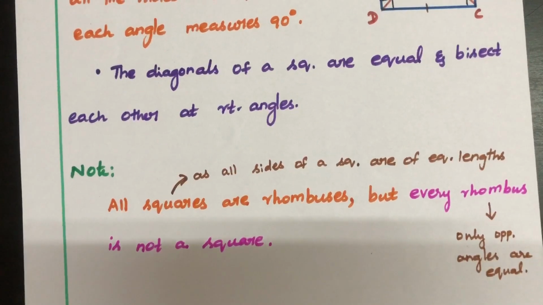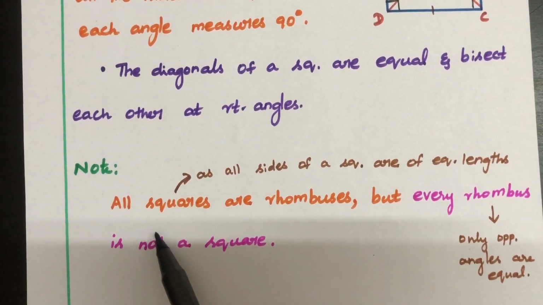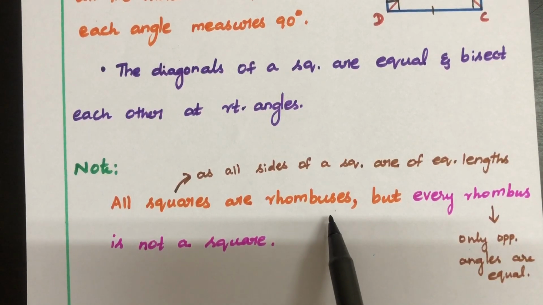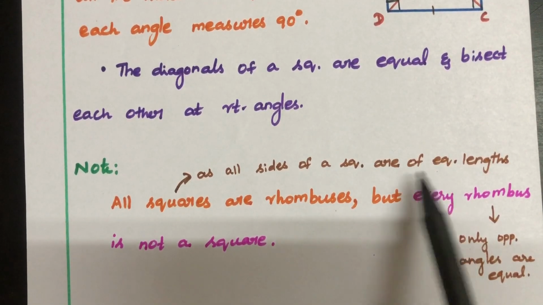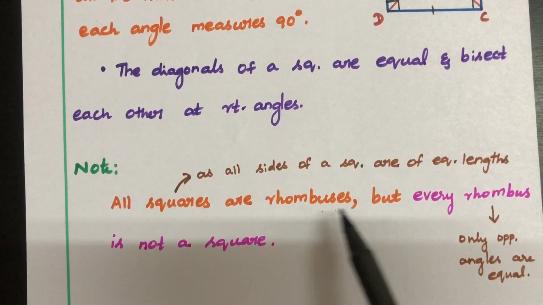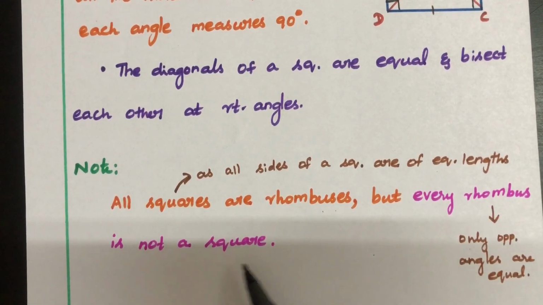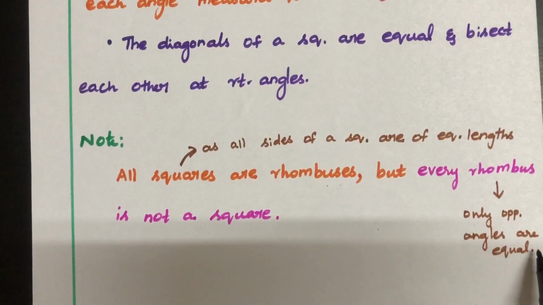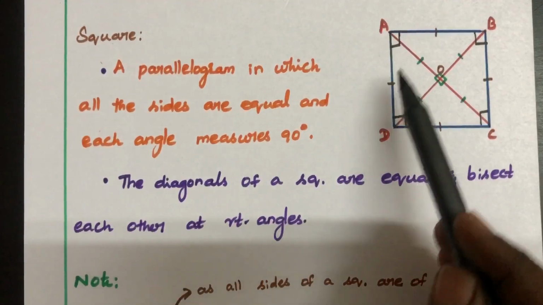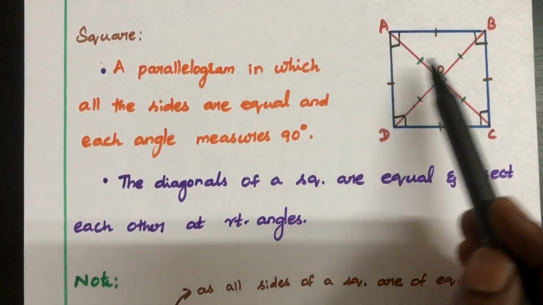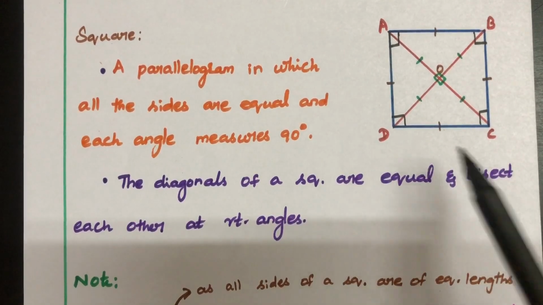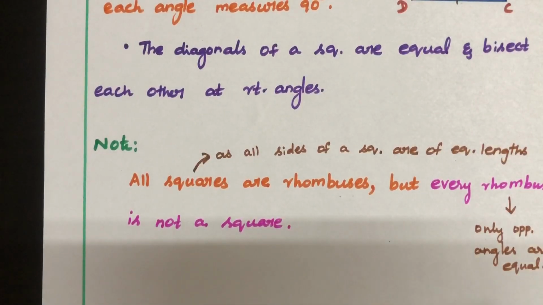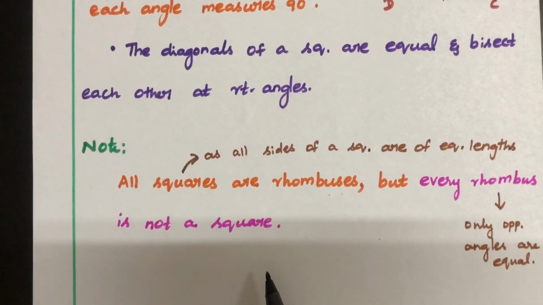Also, one important note is there. All squares are rhombuses. Why? It possesses the properties of a rhombus. As all sides of a square are of equal length, all squares are rhombuses. But every rhombus is not a square. Why? Only opposite angles are equal. Not all the angles are equal. If all the angles are equal and also 90 degrees, then only it is a square. So every rhombus is not a square. This is also a very important question.